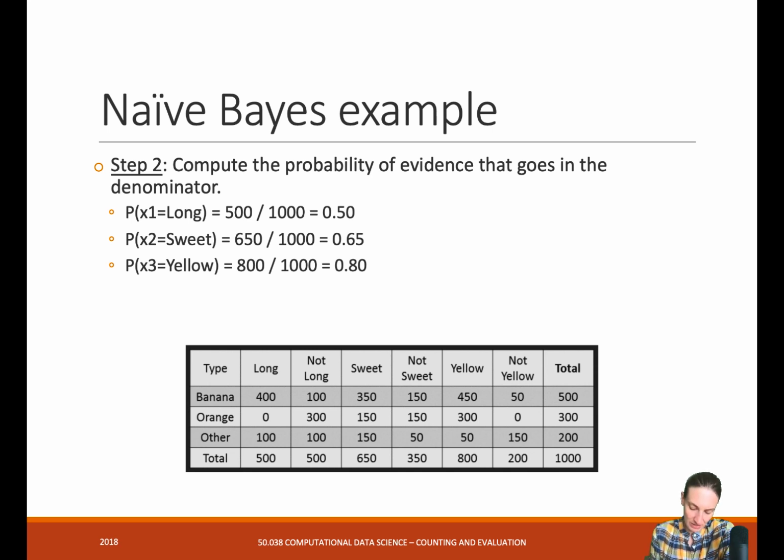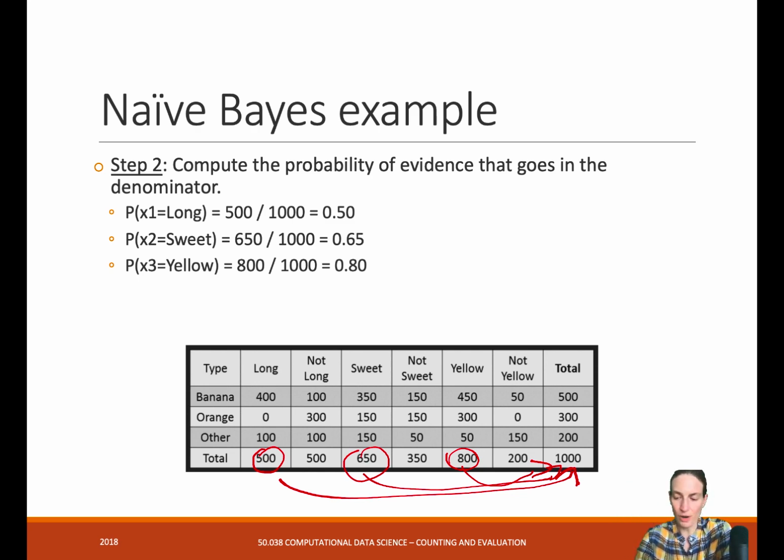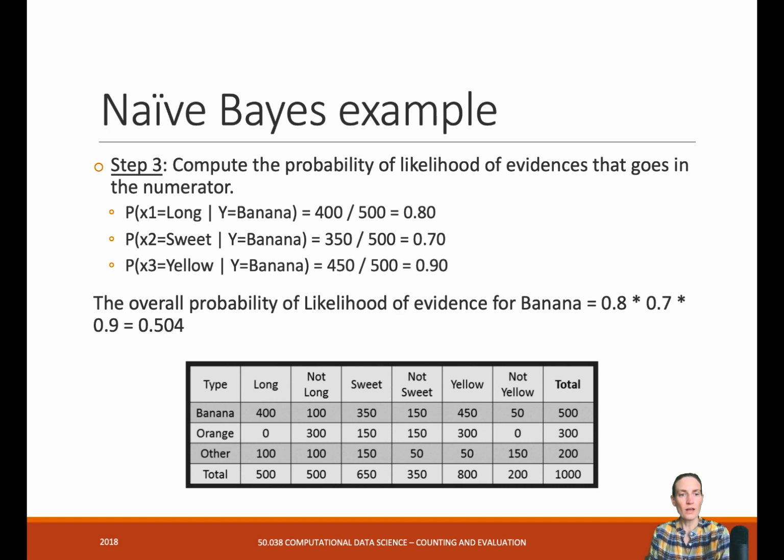The probability of it being long, 500 over a total of 1000. Sweet, 650 over 1000. Yellow, 800 over 1000. Again, pretty intuitive. These are just non-conditional probabilities. Then, let's compute the probability of evidence that goes into the numerator.